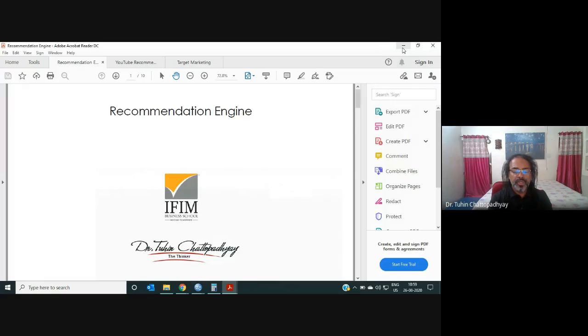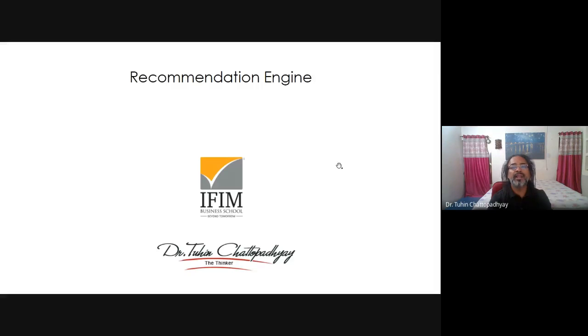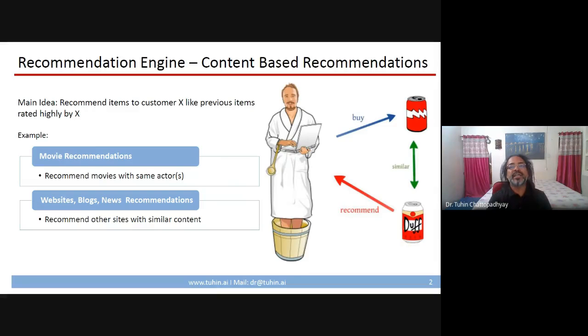So with that introduction, let me quickly come to the critical algorithms of recommendation engines. The first algorithm is content-based recommendation. Now look at this image. I always give an image because that's very easy for you to remember.